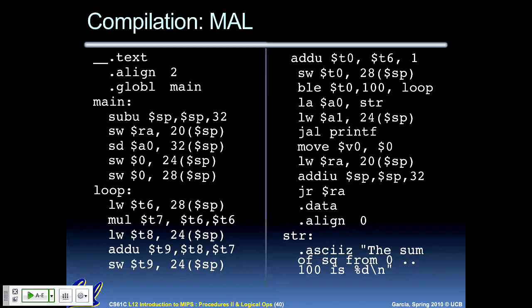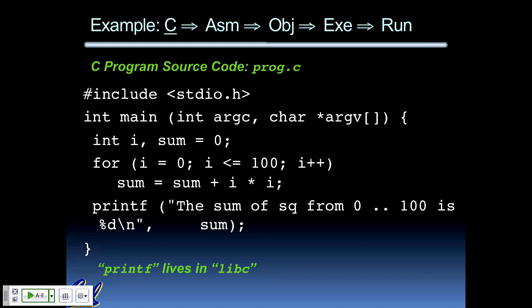And notice here, it's storing 0 twice to the stack. What is it saving there? Why are there 2 locations? Why is it storing 0 to the stack? Here's the original source code. Why is it storing 0 to 2 locations on the stack? Argc and argv? No. Let's try again. It's not that.